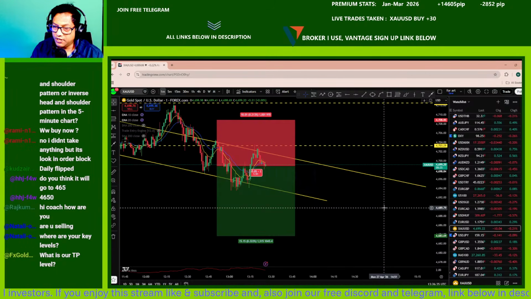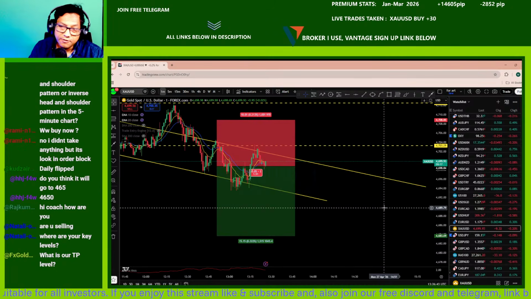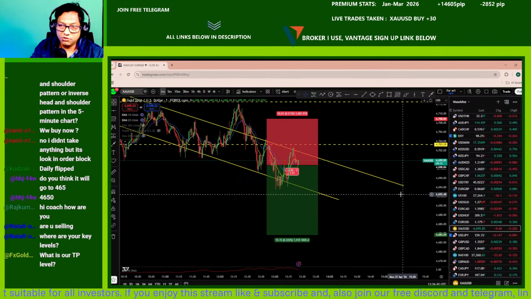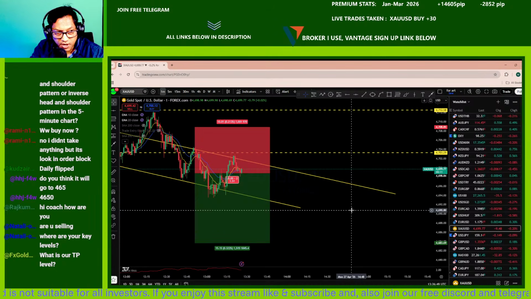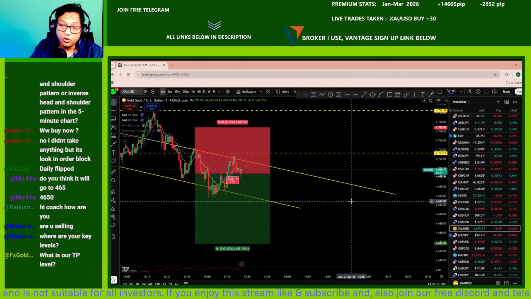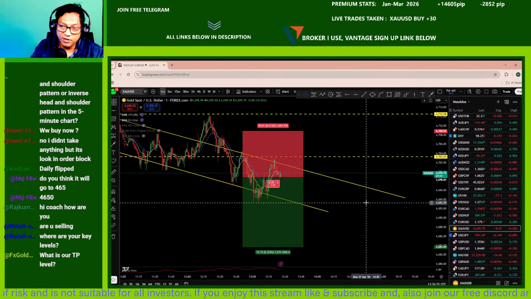So the TP level here is at 4683.69. See how far it goes. We will be able to manage the trade accordingly if needed. You don't have to always stick to every level. Depending on the market condition, we are always open to manage the trade, and that's how trading is fun.